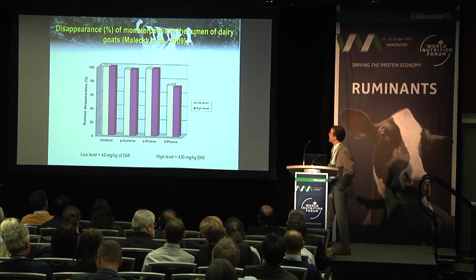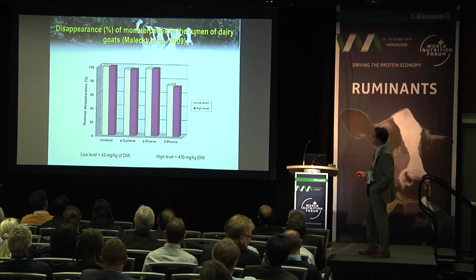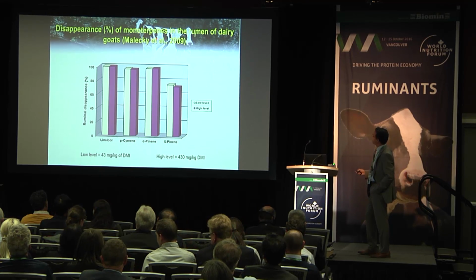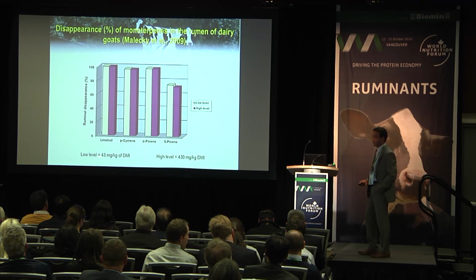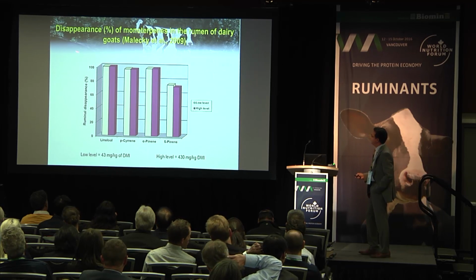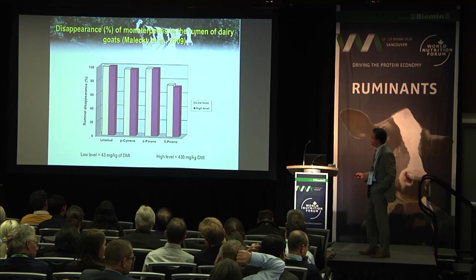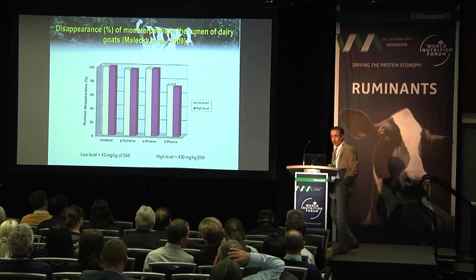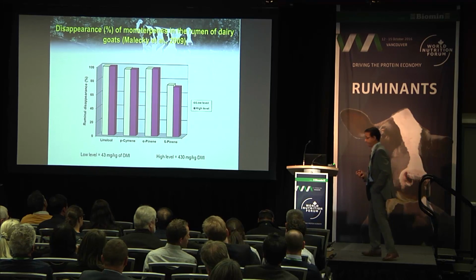This study is from Malik et al., again from INRA, where they evaluated the ruminal disappearance, as a percentage of the dose fed, of monoterpenes in the rumen of dairy goats fed a low level or high level of these monoterpenes. As you can see here, the ruminal disappearance was almost 100%. It means that 100% of the terpenes fed to the animals disappeared in the rumen.